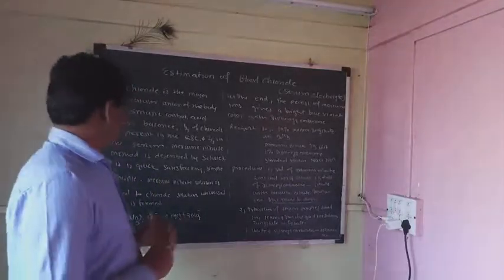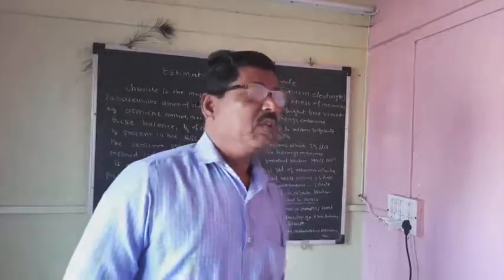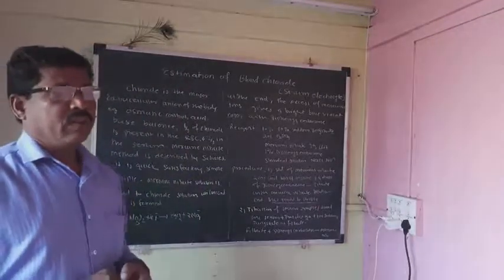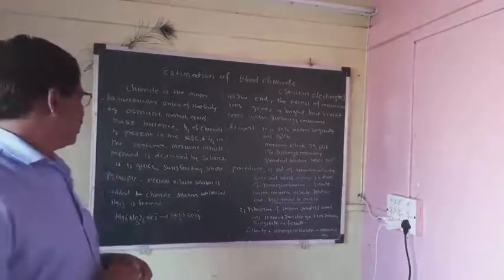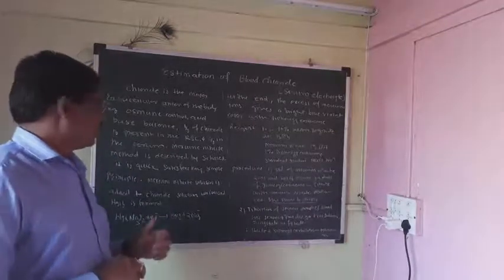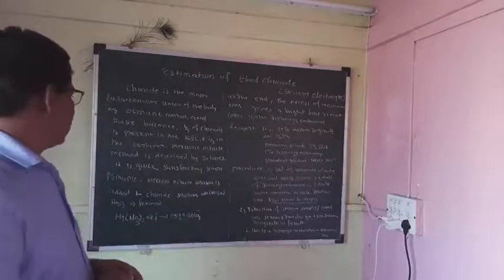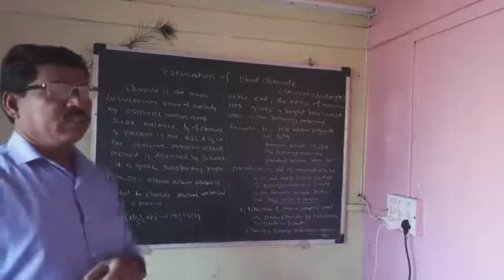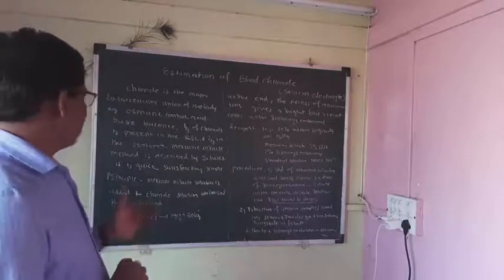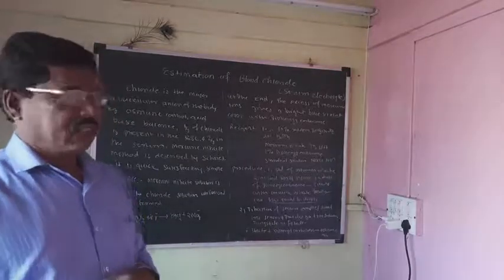And therefore the estimation of blood chloride, or estimation of chloride in the RBC, is done by using mercuric nitrate, and this method is very simple, and it is quick and well satisfactory.